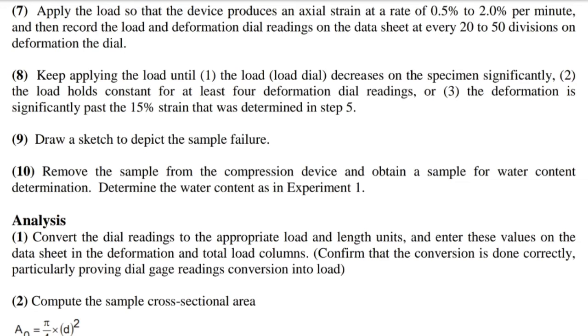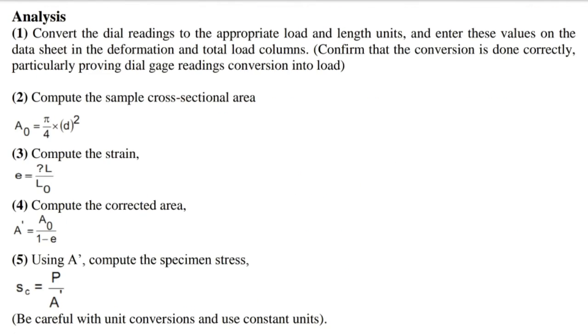Analysis: 1. Convert the dial readings to the appropriate load and length units and enter these values on the data sheet in the deformation and total load columns. Confirm that the conversion is done correctly, particularly the dial gauge readings conversion into load. 2. Compute the sample cross-sectional area.